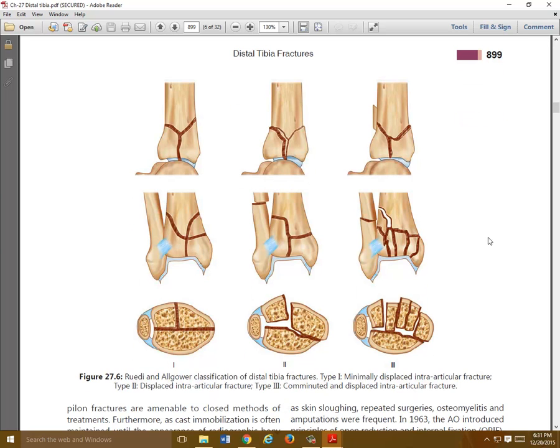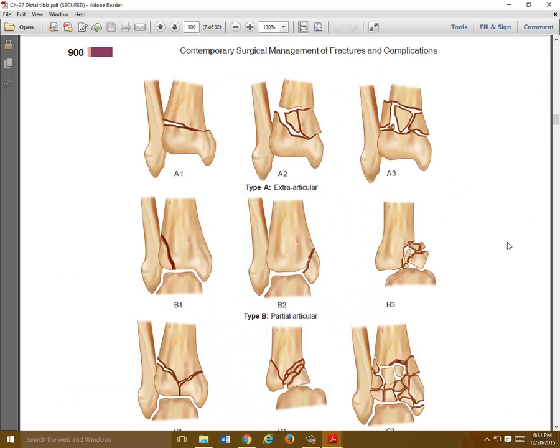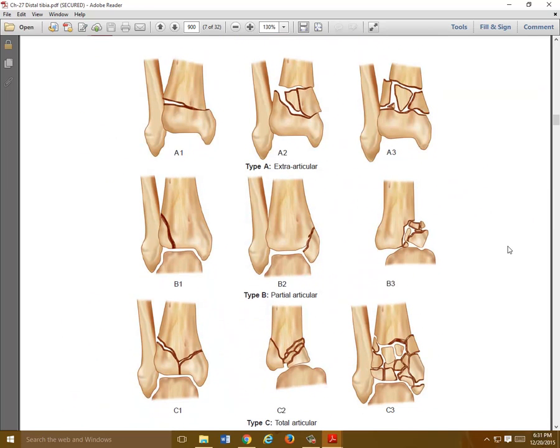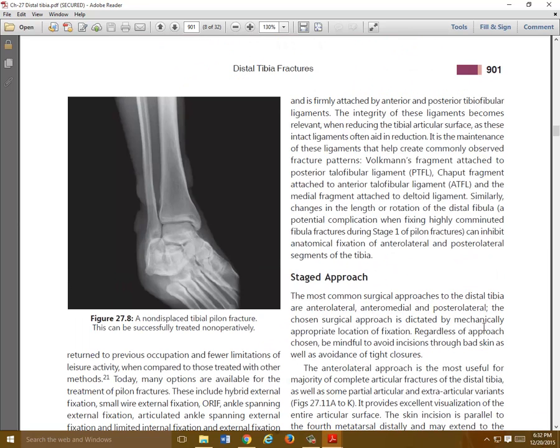Here's the Rüedi-Allgöwer classification. I mentioned Rüedi and Allgöwer in the PowerPoint slide. You should be familiar with the four principles I talked about for pilon fixation, the Rüedi-Allgöwer principles. Here's the Rüedi-Allgöwer classification. Okay, pretty straightforward, 1, 2, and 3. I think you'll see more AO classification being used for these. AO is, A is extra-articular, partial articular for B, and complete articular for C, right? Same thing everywhere.